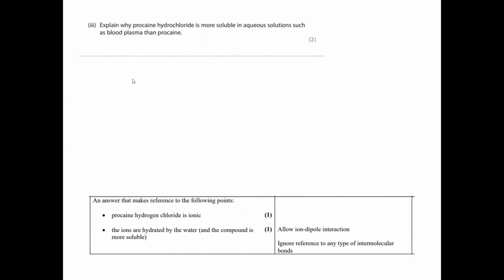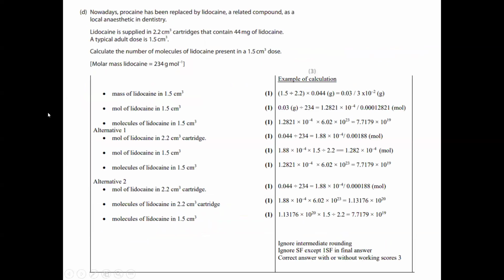Right. Then we'll go for the last part of the question. They are saying that nowadays procaine has been replaced by lidocaine, a related compound, as a local anesthetic in dentistry. Lidocaine is supplied in 2.2 cubic centimeter cartridges that contain 44 milligrams. So we have 2.2 cubic centimeters, inside that 44 milligrams.